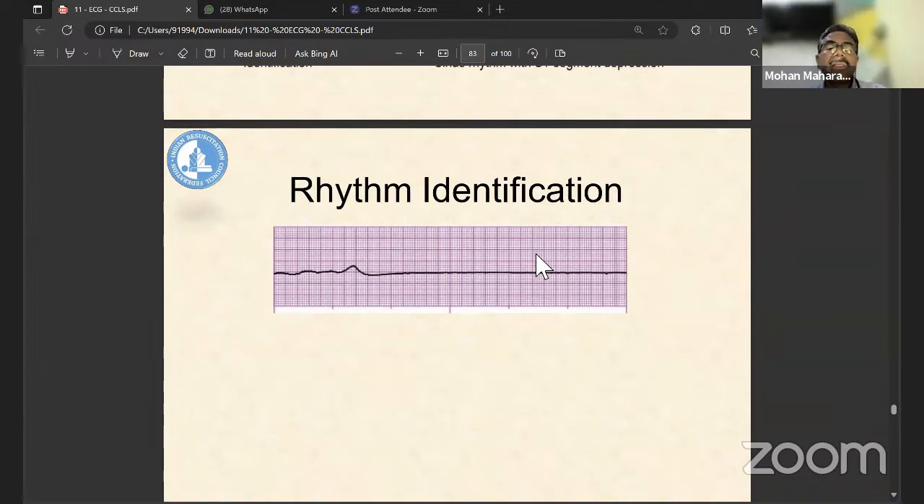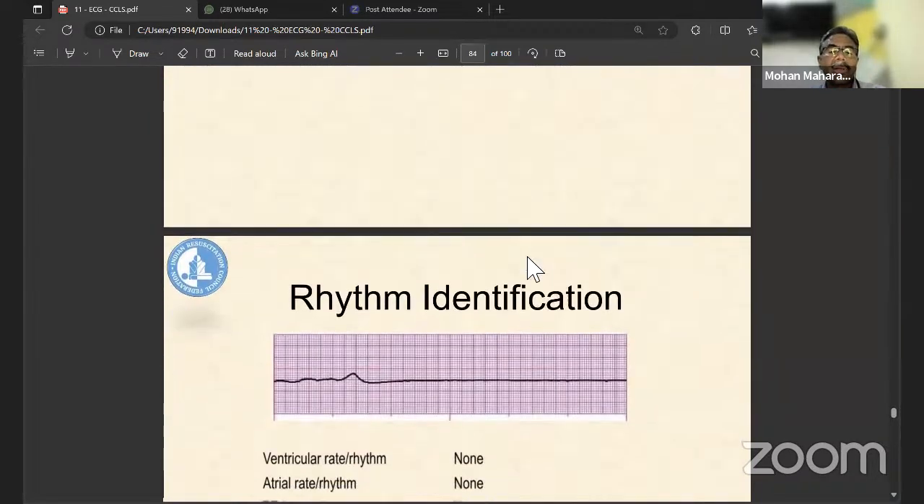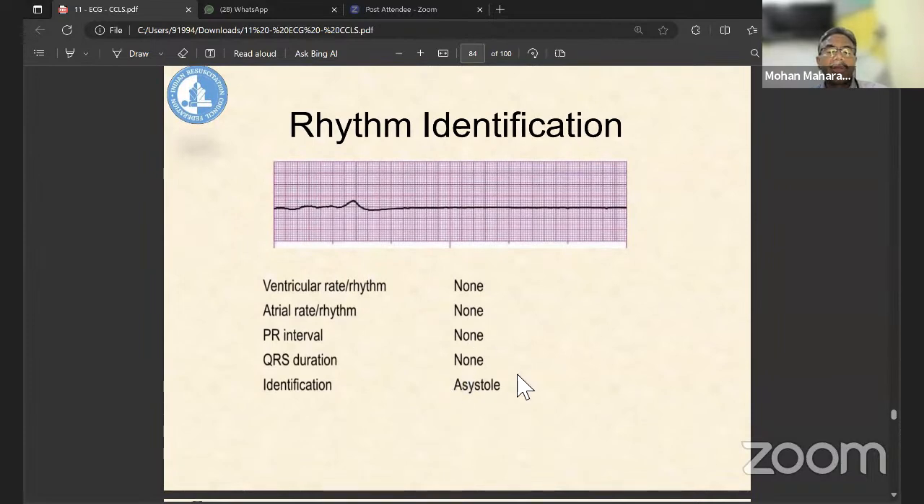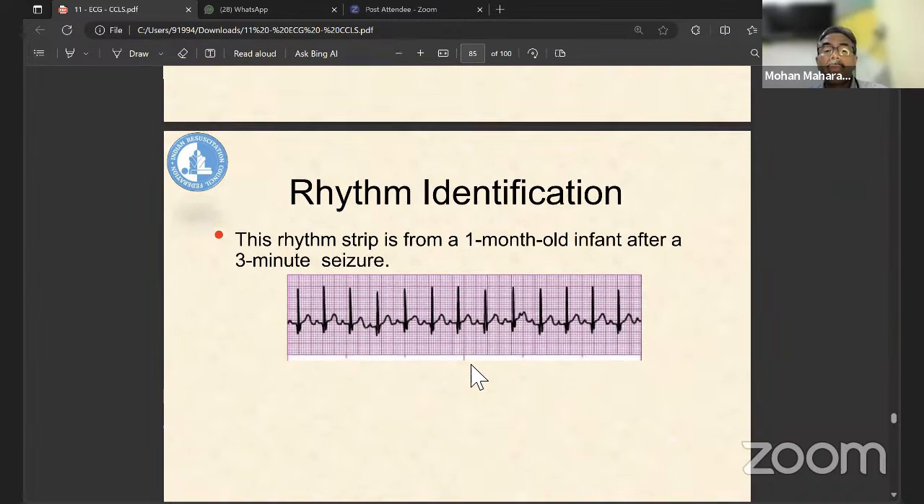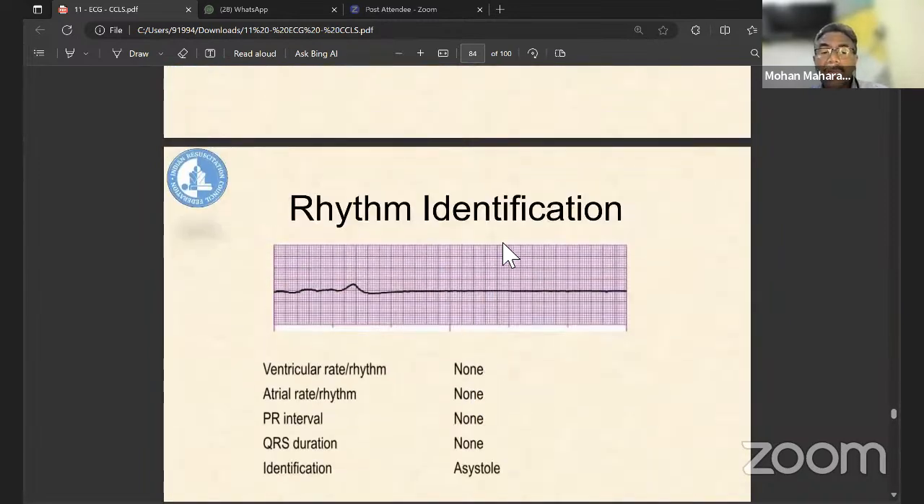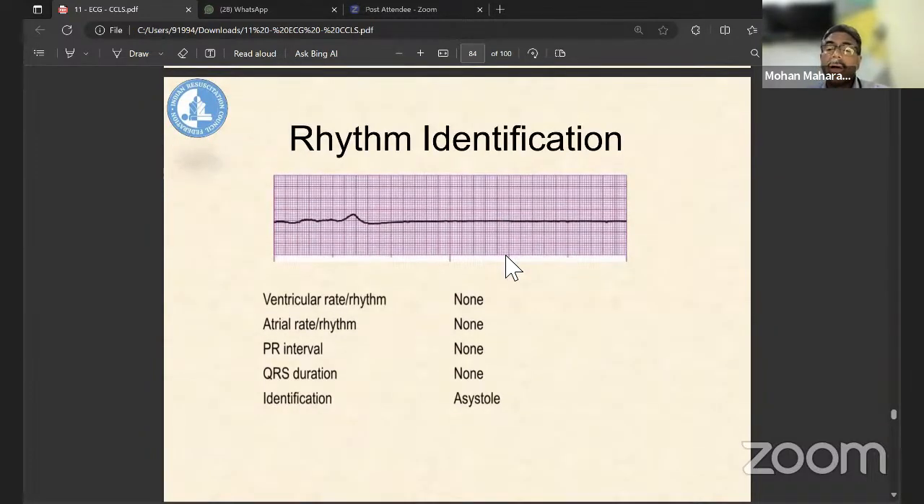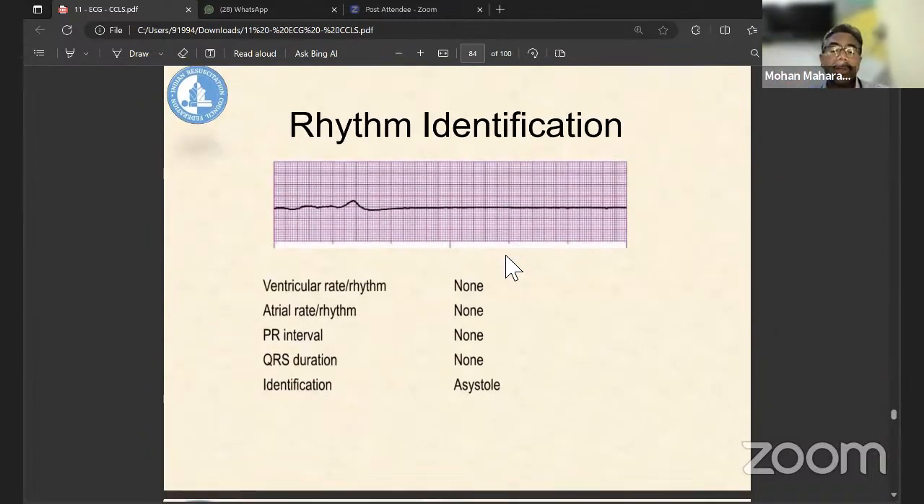I think already this is easy for you. Asystole. Okay, easiest thing. Please understand, whenever we have this, suddenly look for whether the ECG leads are placed correctly, or whether they are there or not, or whether the amplitude is fully there or not.